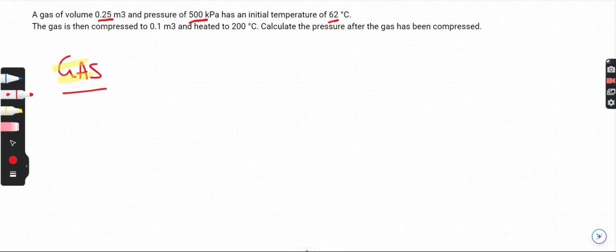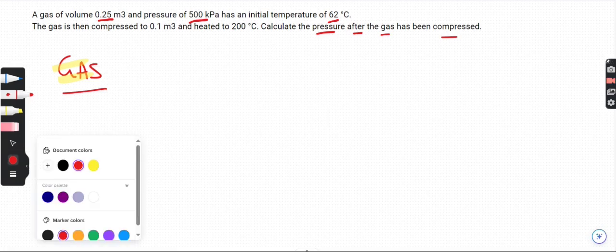The gas is then compressed to 0.1. We're squashing it to 0.1. That causes a bit of heat, 200 degrees C. So it's been squashed and heated up. We've got to calculate the pressure after the gas has been compressed.